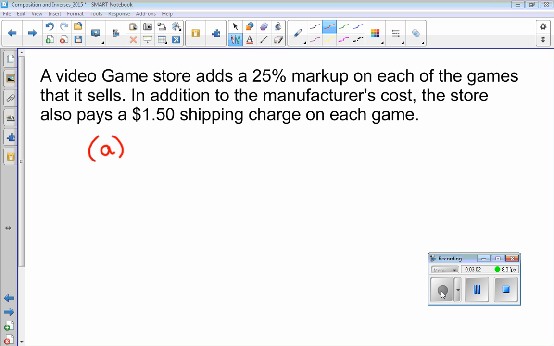All right, so the mistake that I actually made was with part A. So if everybody could go and look at part A for me. I made a mistake, okay? It says, write a function to represent the price per video game after the store's markup. So f of x is just 1.25x. We wrote that, right? So that one wasn't actually the mistake. It was actually part B where the error was. Everyone should have had part A correct, right?